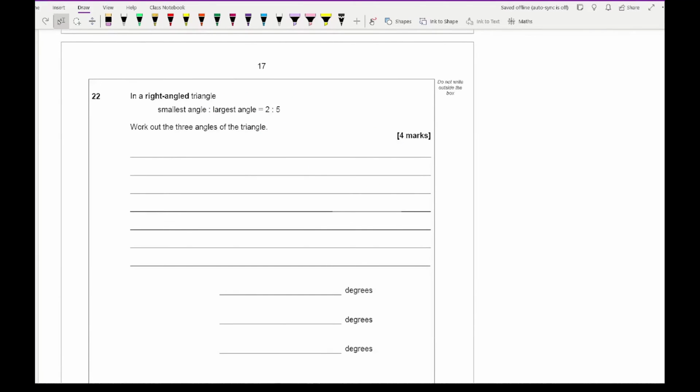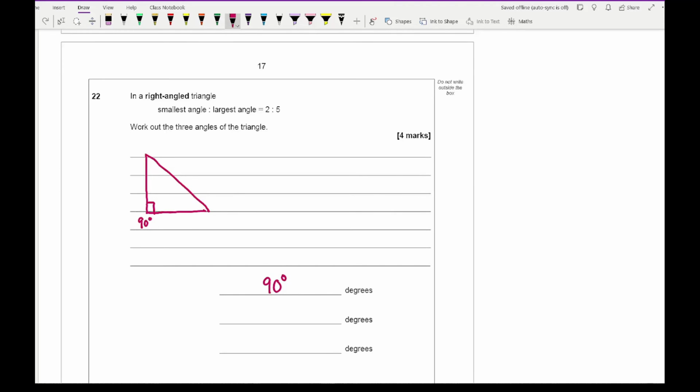So looking at question 22, it says, in a right angle triangle, the smallest angle to the largest angle is 2 to 5. Work out the 3 angles of this triangle. Now, without drawing a diagram, this question is pretty tricky. So let's start by drawing a right angle triangle, like so. Now the common mistake that people make is obviously this angle is going to be 90 degrees, so we know that one angle is going to be 90.